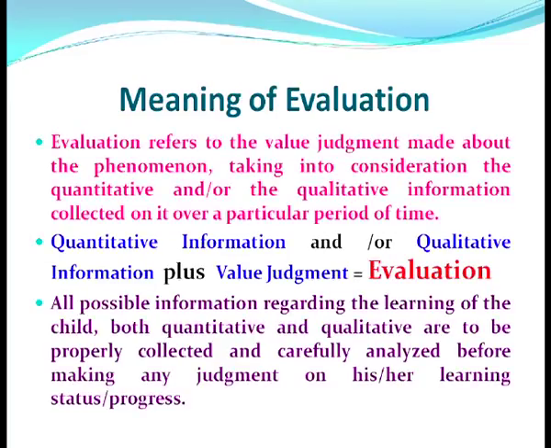Now, qualitative information: what is the pace of learning of that particular student, what learning styles have been adopted by that student, what learning difficulties have been faced by the student during learning of particular concepts. All these types of qualitative information are properly gathered and analyzed, and after analyzing, an interpretation or judgment is made regarding the learning progress or the learning status of the child, and this whole process is known as evaluation.